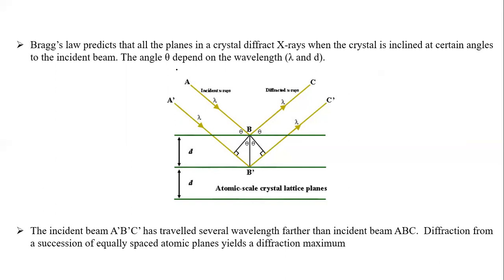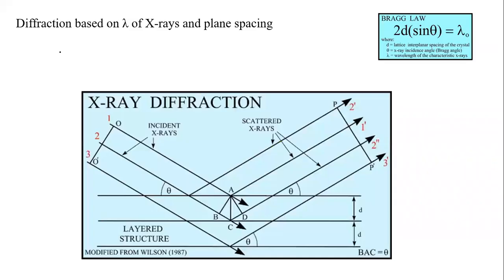Mostly, this angle depends completely on the wavelength of the X-rays we have used, and on the d-spacing, the spacing between two crystal lattice layers. This is Bragg's law. The diffracted rays will be quantitative only when they satisfy Bragg's law. We'll see next about the diffraction.